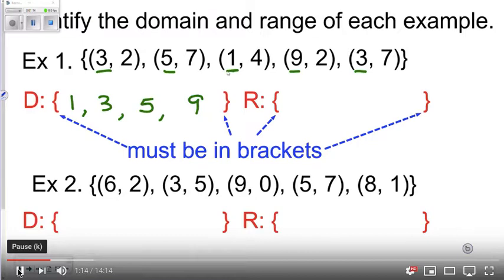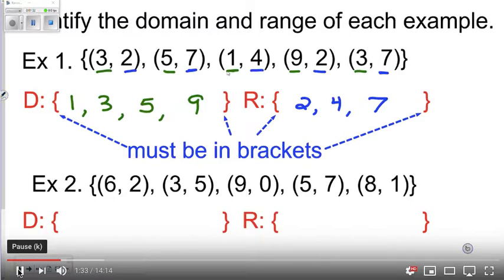Then we're going to look for our range values. Those are our y values. The smallest y value is 2. That comes up twice, so we're only going to write it once. And then 4, and then we have 7. Make sure you write these in brackets.